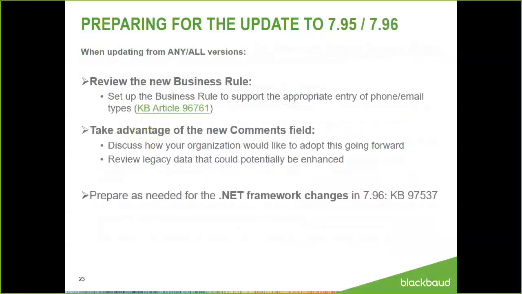No matter which version you're updating from, there are ways that your organization can prepare for the update to 795. The first item is to review the new business rule. Since this rule controls phone number data entry, we recommend that you determine how you'll want it to be set after the update. For steps on how this business rule works and how to set it up, you can refer to KB Article 96761.